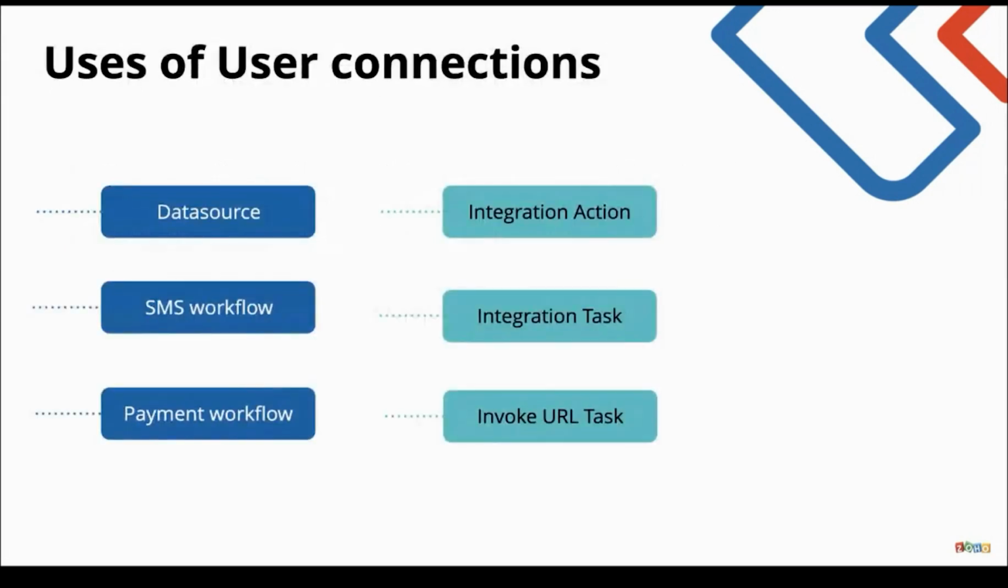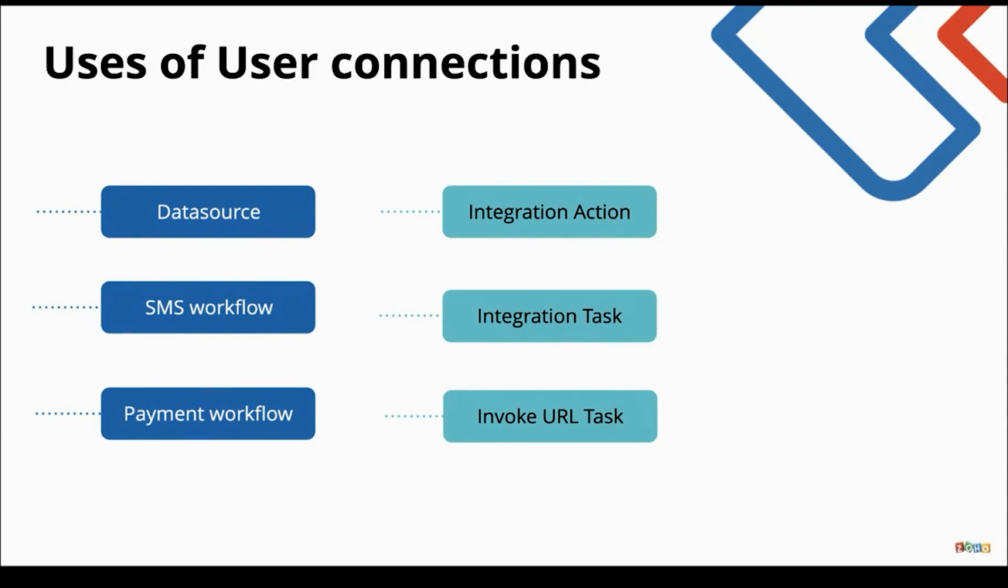Okay. So these are the places where we are using the connections. So the first place is the data source. As we discussed, while we are creating a microservice, even though we are creating a data source, the data source is going to require a connection so that it can talk to our creator application. And then comes the SMS workflow, then comes the payment workflow, and we also have this integration action, integration task, and webhook URL. Okay, all these places we have to have the connections established so that the communication between the creator and the targeted product is seamless.